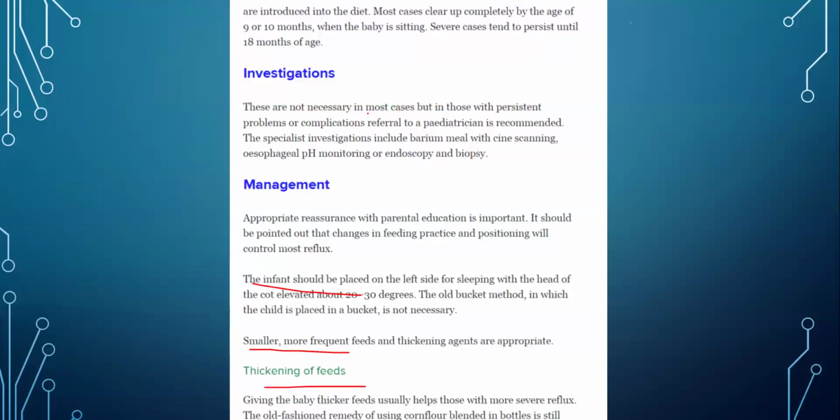Okay. No need of any investigation, but sometimes if the child is developing reflux disease and the child has persistent symptoms, then the pediatrician can order investigations to confirm the diagnosis, such as esophageal pH monitoring, endoscopy, and biopsy.